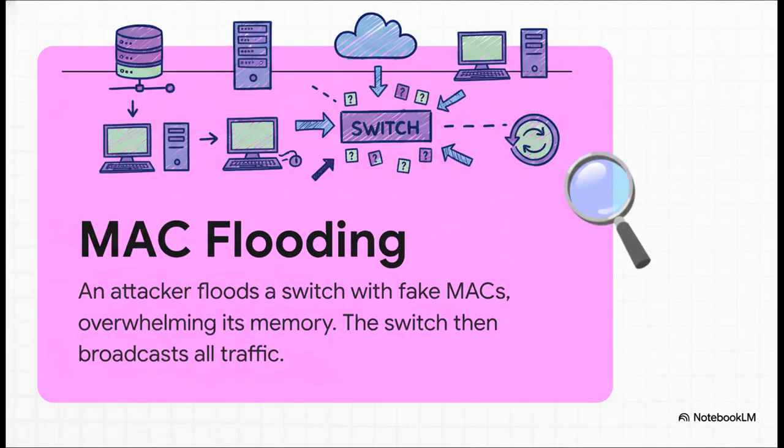Another nasty trick is called MAC flooding. This one targets the network switch itself. An attacker just bombards the switch with thousands upon thousands of fake MAC addresses until its little memory table completely overflows. And when that happens, the switch panics, its brain breaks, and it just starts broadcasting every single packet to every single device. It's a total privacy nightmare.